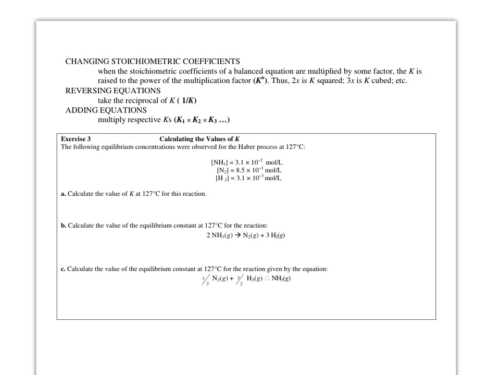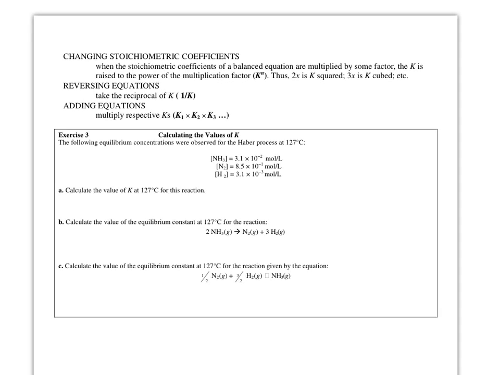All right, looking at changing the stoichiometric coefficients. When the stoichiometry of your equation changes, your K is going to change as well. So you have to know these rules. They kind of make sense. They're a little different than what we would do in redox reactions or in enthalpy reactions when we're doing Hess's law, because they aren't exactly the same thing. But you want to make sure you're paying attention to that.